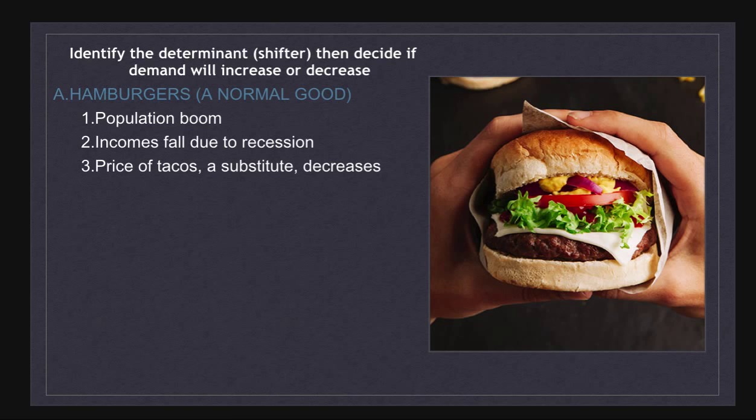Okay, number 3. Price of tacos, which happens to be a substitute, decreases. I hope you can figure out the determinant on this one. So determinant, increase or decrease, shift right, shift left.